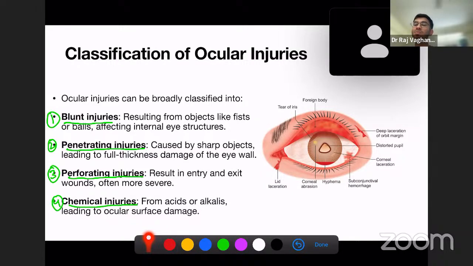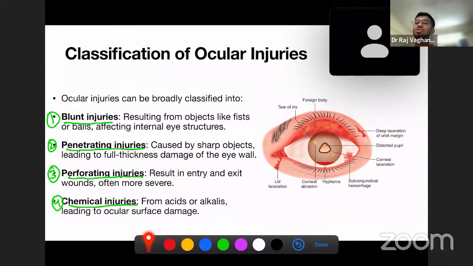How about perforating injuries? Perforating injuries mean something is perforating. This kind of injury results in entry and exit wounds, often more severe. There is an entry of the foreign object, and there is an exit also. So foreign objects can enter the eye and exit the eye, which creates a hole, a kind of track inside the eyeball. That is not very usual and not very normal. So it is a severe type of injury.